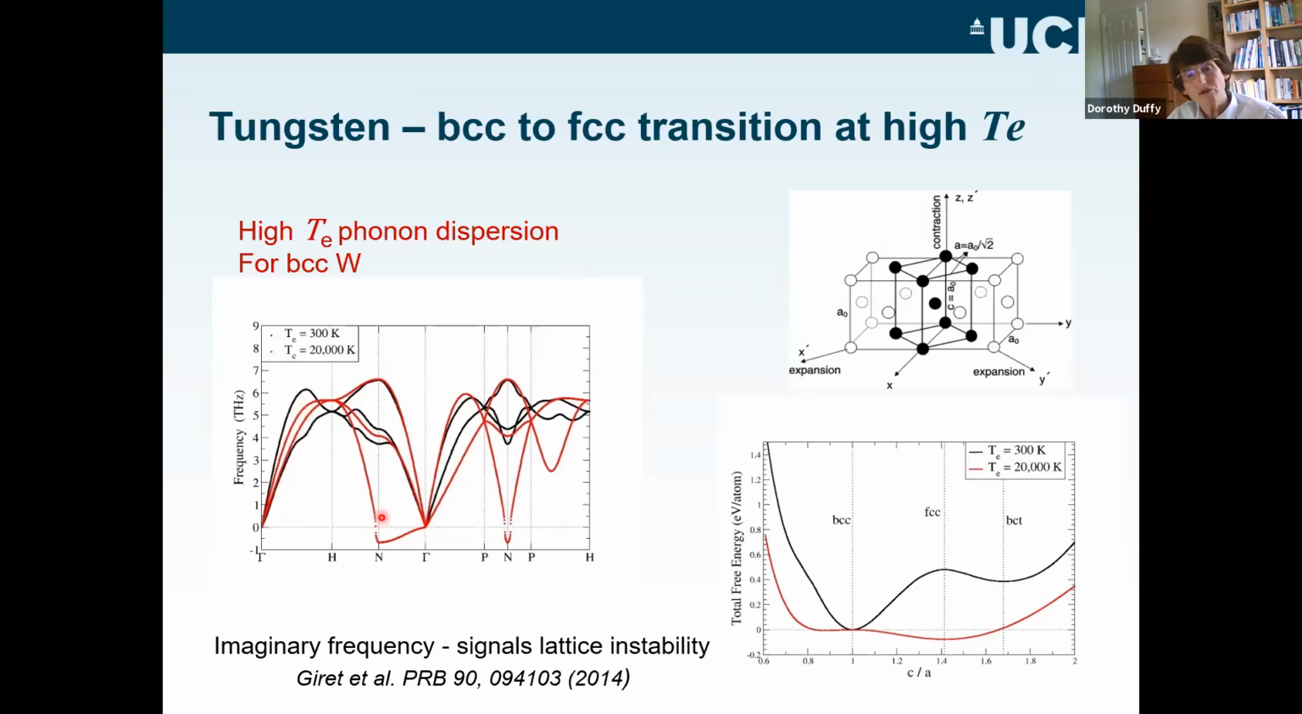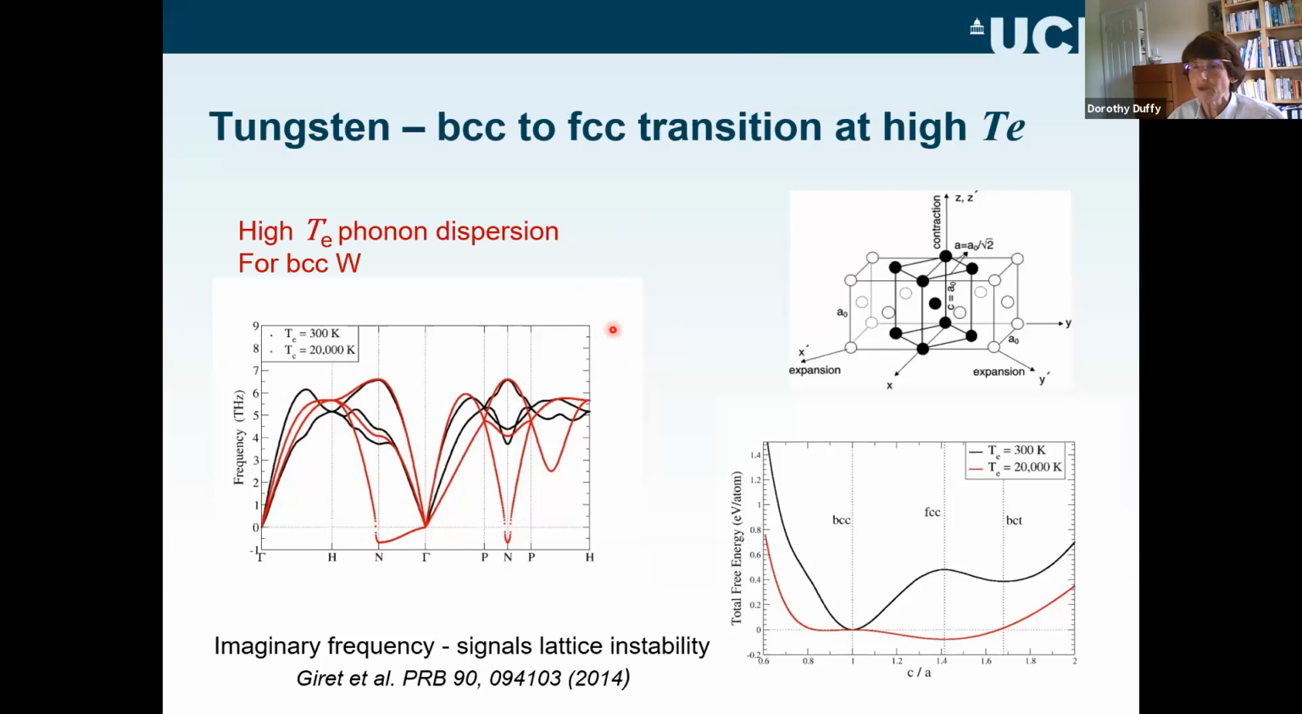You can see here the imaginary frequencies, which is signaling that we must have some sort of lattice instability. So being a metal, what would the lattice instability be? You might expect, so BCC is the ground state structure. Possibly it changes to FCC at high electronic temperatures. So we're looking at the free energy as a function of the structure.